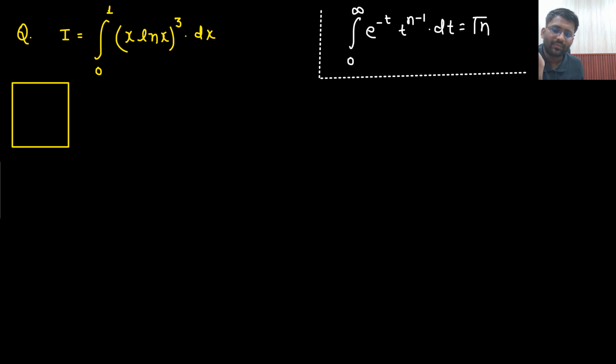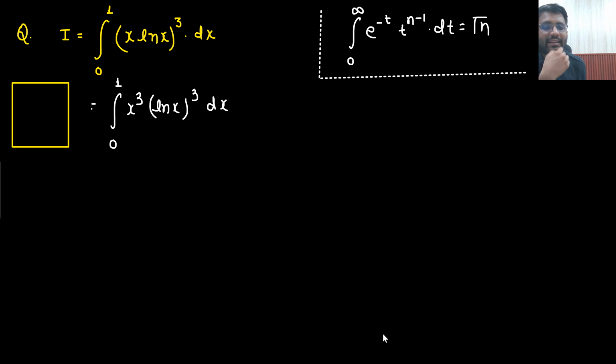Who will create the problem? This is somewhat like the integral from 0 to 1 of x to the power 3 (ln x) to the power 3 dx, right? So this ln x is what will create the problem. So what if I assume ln x as t, or ln x as minus t? If I assume ln x as t, then what will happen? Let's say first I assume ln x as t.